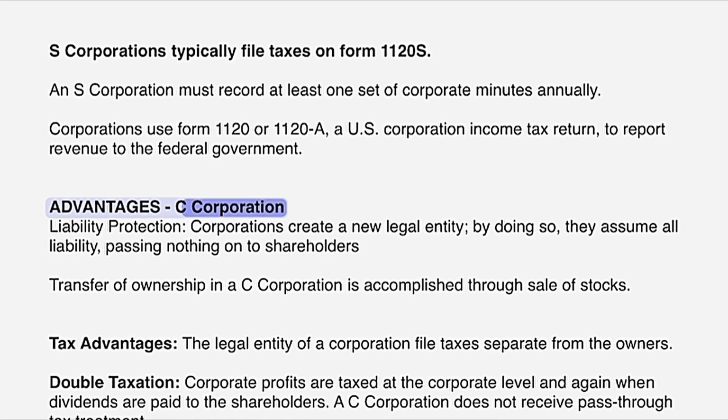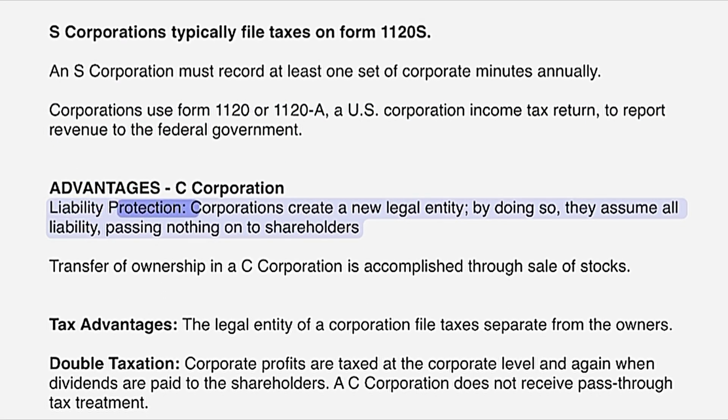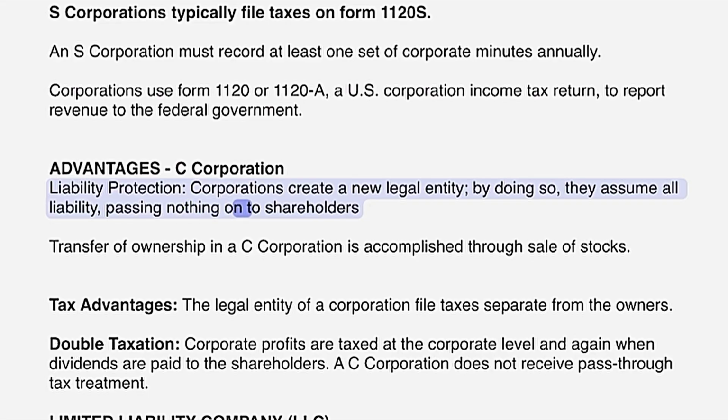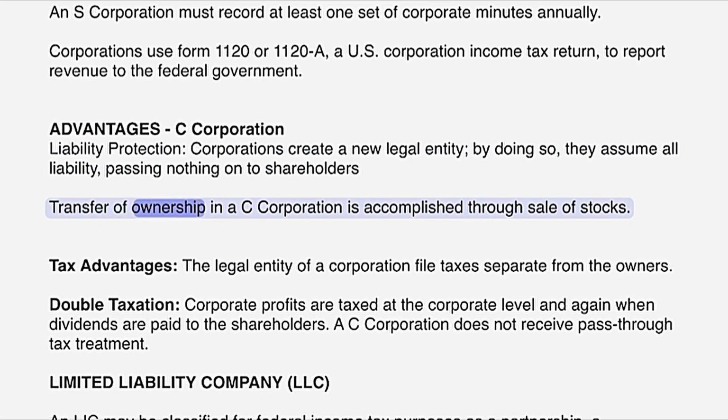Advantages: C corporation. Liability protection. Corporations create a new legal entity. By doing so, they assume all liability, passing nothing on to shareholders. Transfer of ownership in a C corporation is accomplished through sale of stocks.